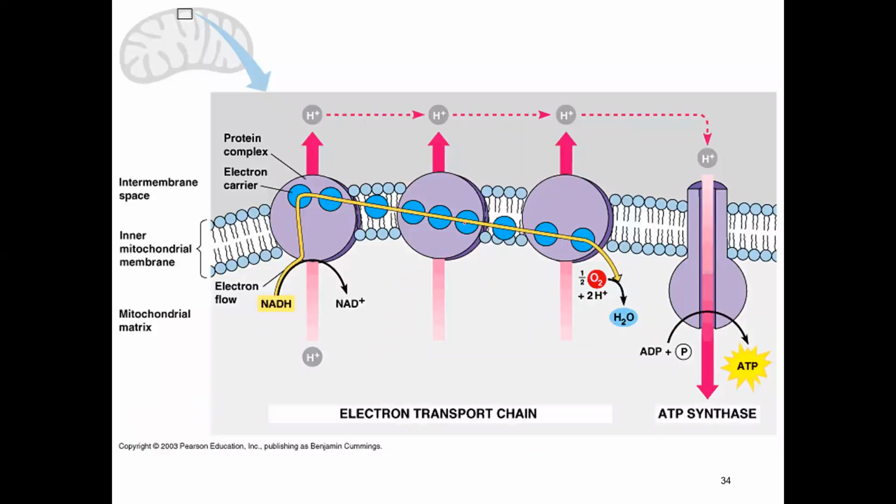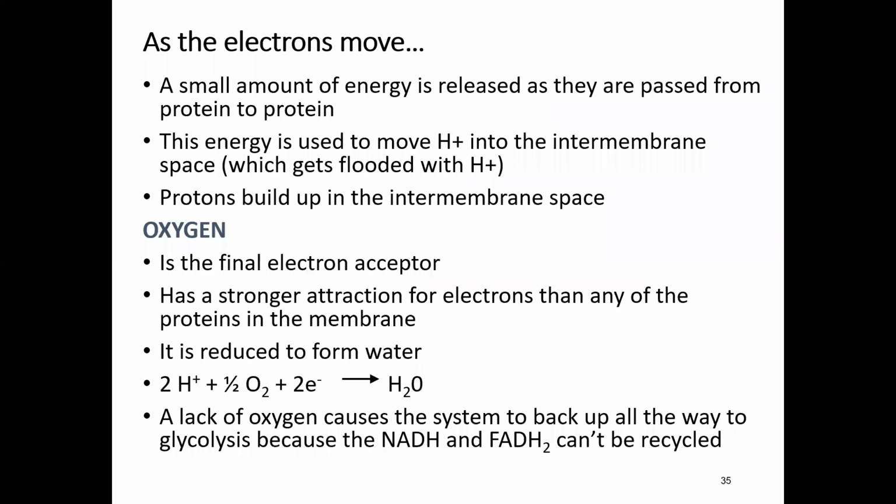Electrons move through and combine with hydrogens to form water. The buildup of protons in the intermembrane space, that space right here, is where the protons are going to move through to make ATP. A small amount of energy is released as they pass from protein to protein. Those are the cytochrome proteins. This energy is used to move protons into the intermembrane space.